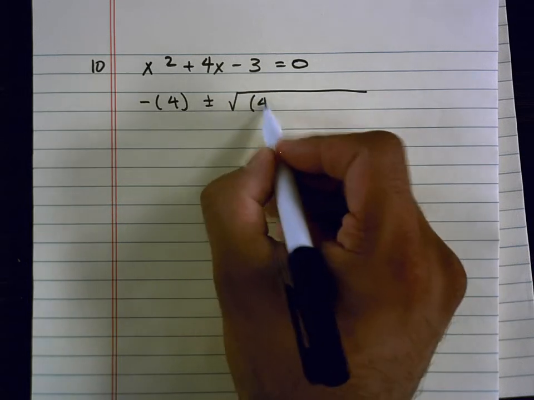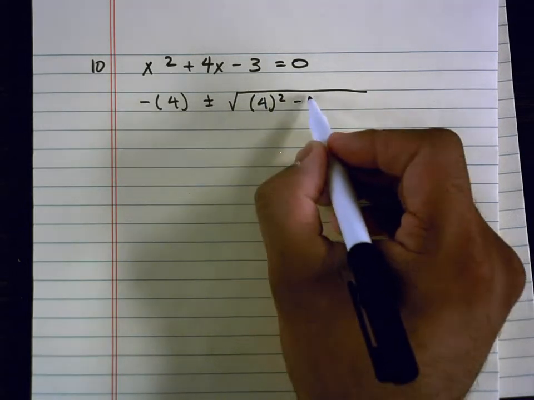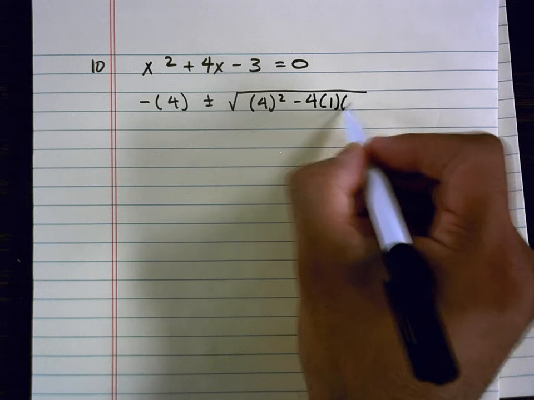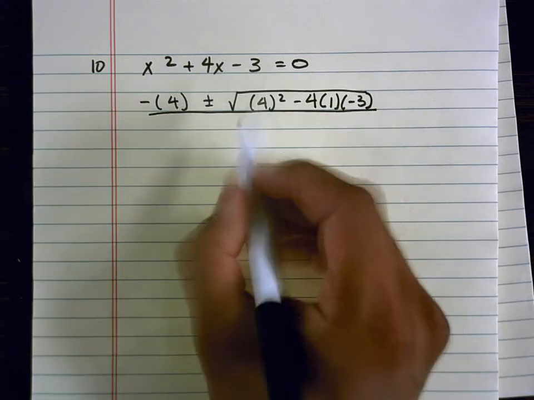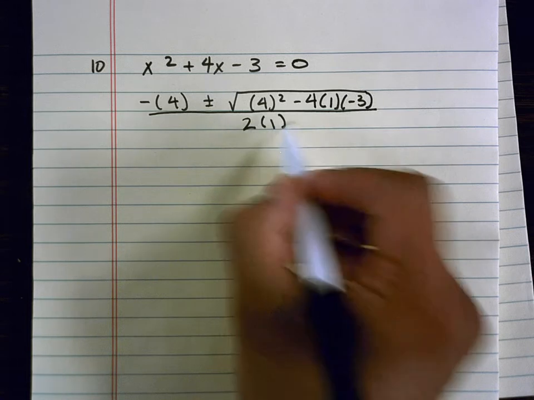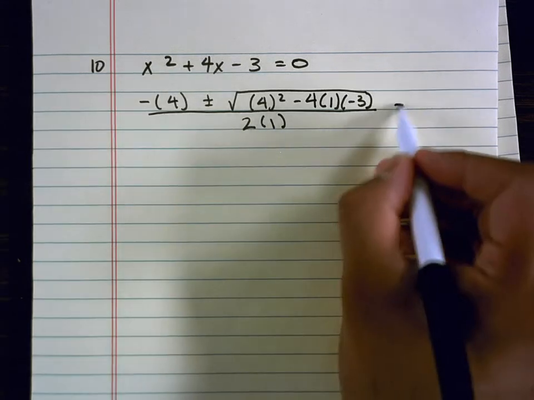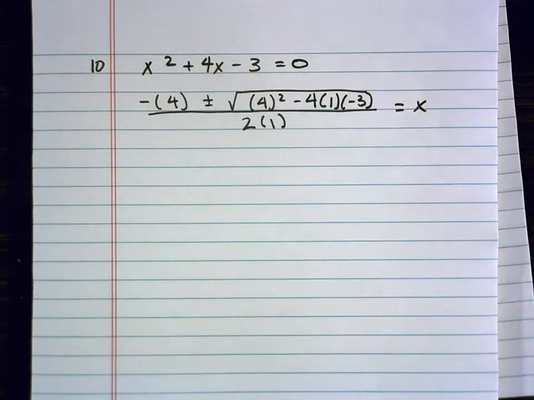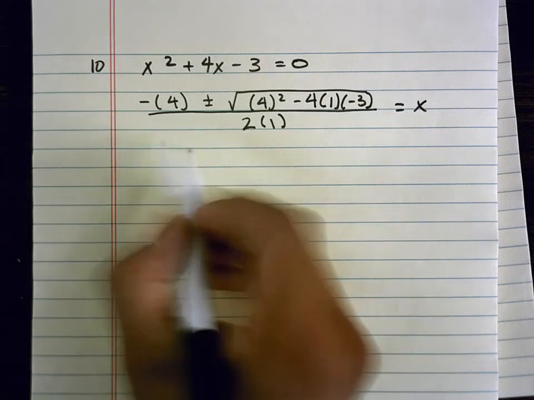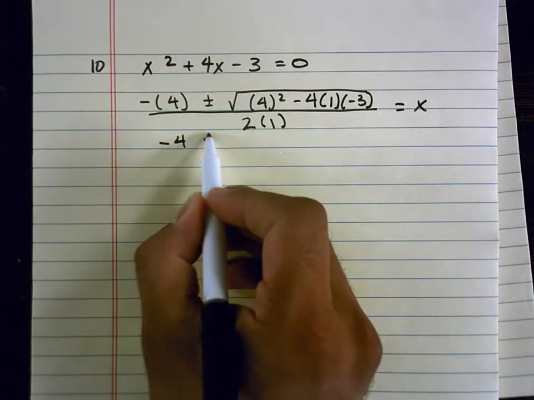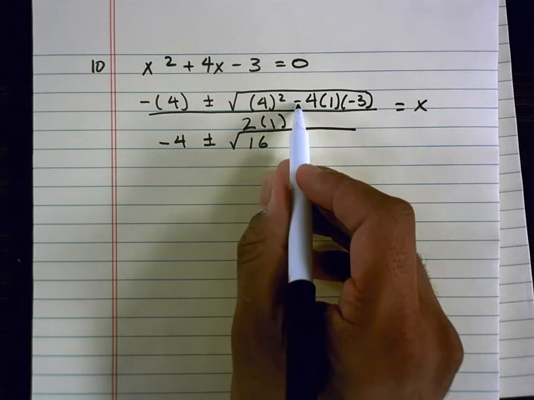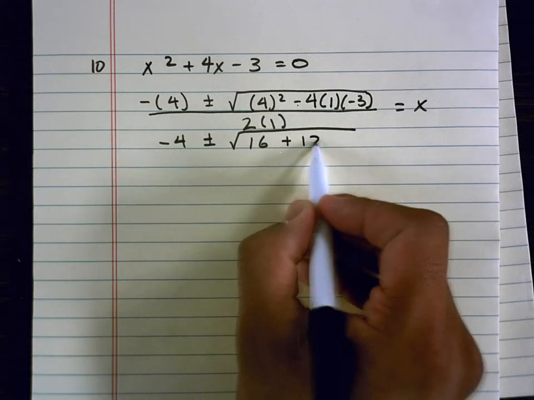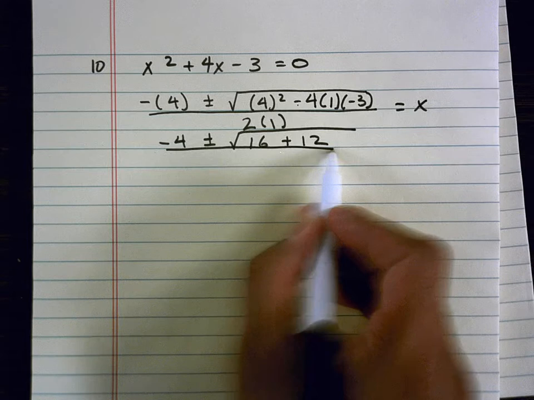squared minus 4 times a times c all over 2 times a. And this is all equal to x. Now I'm going to simplify this out, so I get negative 4 plus or minus the square root of 16. This is a negative and a negative, so plus 12 all over 2.